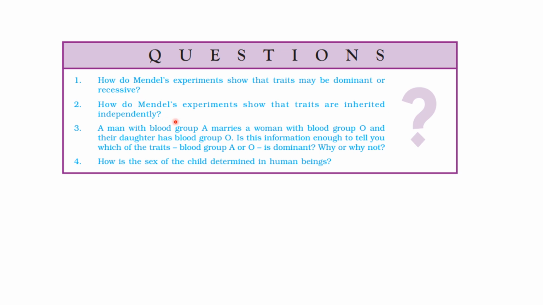Second is, how do Mendel's experiments show that traits are inherited independently? Mendel's dihybrid cross experiment demonstrated the principle of independent assortment. He crossed plants with two contrasting traits, like round yellow seeds, which you denote as capital R capital Y, and wrinkled green seeds, which you denote as small r and small y.